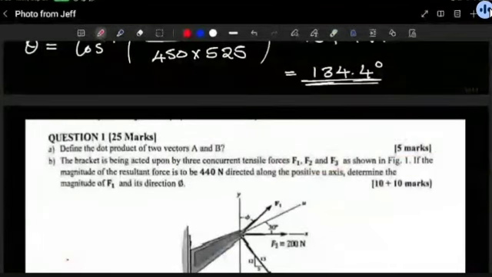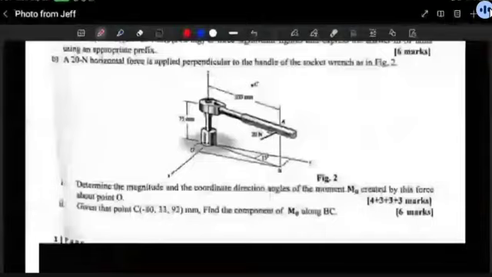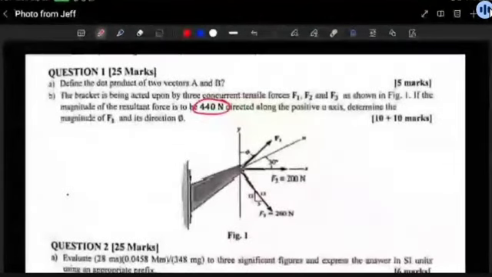The bracket is being acted on by three concurrent forces as shown. If the magnitude of the resultant is 440, the resultant is giving me how big it's supposed to be, 440. So I know something about what comes here, 440. And it is along the positive u-axis. Which one is the u-axis? It's here. And guess what? I know the angle between the u-axis and the x-axis.